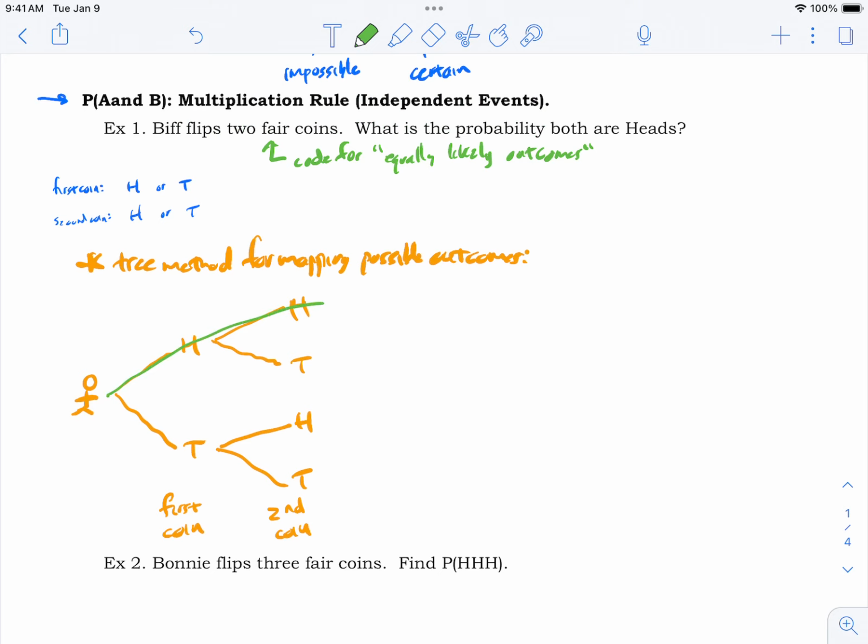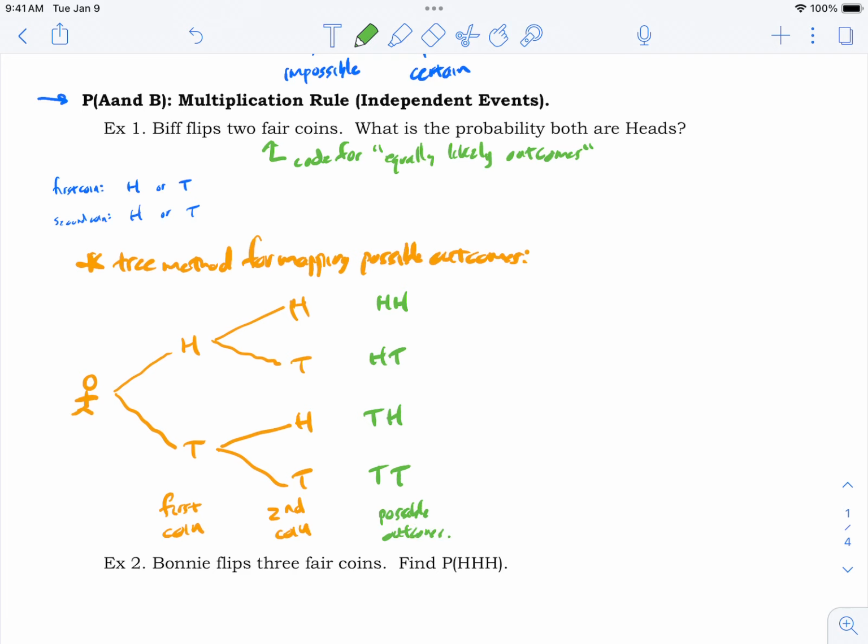So this path, he got a heads and then a heads. We might write it this way. In this path, he got a heads and then a tails. This path through the multiverse, this path through the Spideyverse, whatever you want to call it, he got a tails and then a heads. Okay. And then in this Spideyverse, he got a tails and then a tails. So these are all the possible outcomes over here. There's 4 of them.